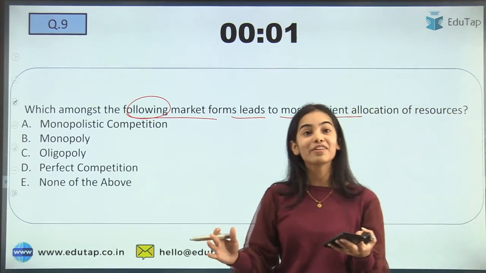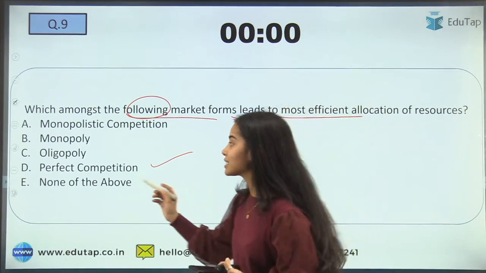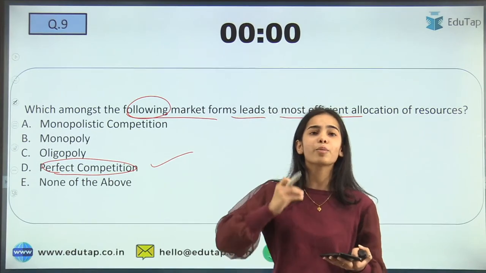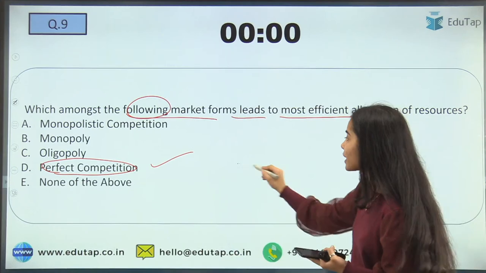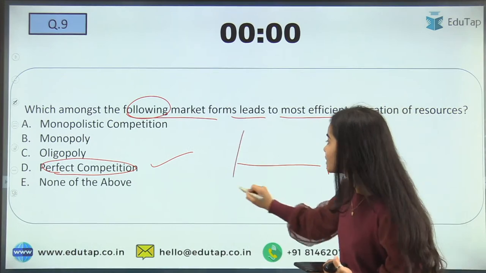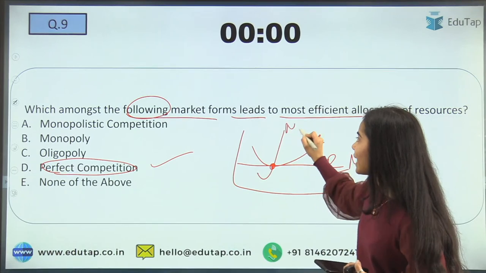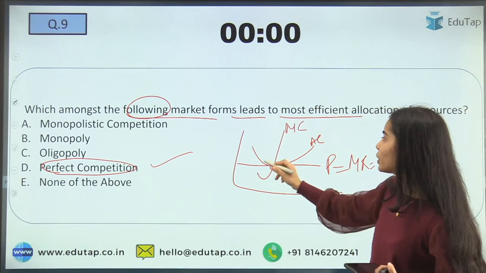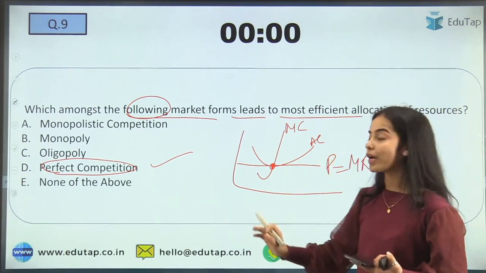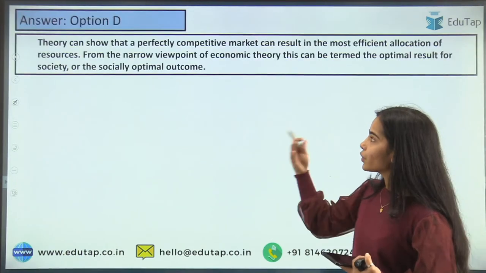Karan has already given the answer, and perfect competition is the right answer. Shubham, Karan, you people are so fast. Perfect competition is considered a utopian world. It is considered the most efficient allocation of resources because price is equal to MR, equal to AR, and the average cost is at the minimum point. MC is cutting MR from below, as well as cutting the AC. So it is considered the most efficient point because the average cost is at the minimum point. So you can understand this.